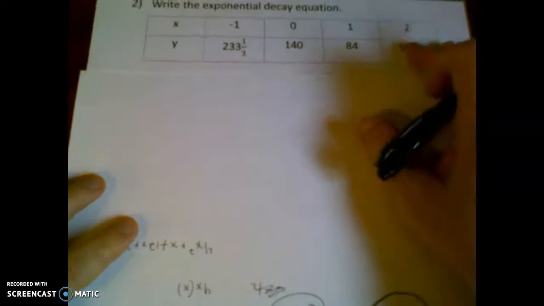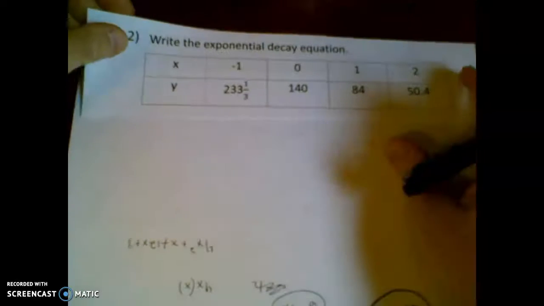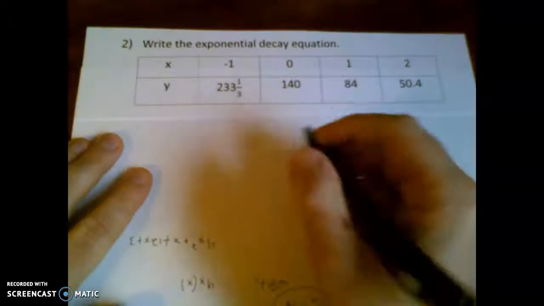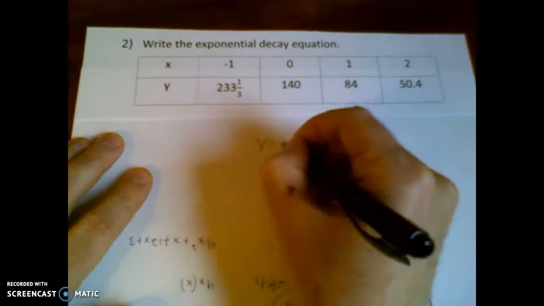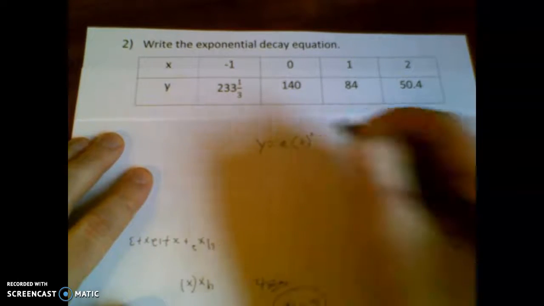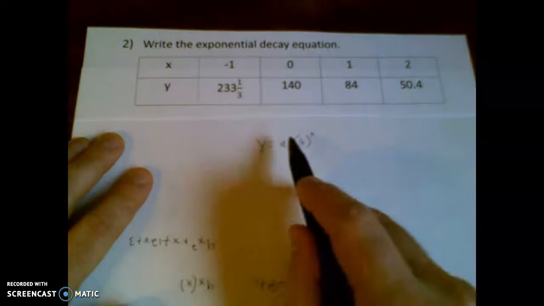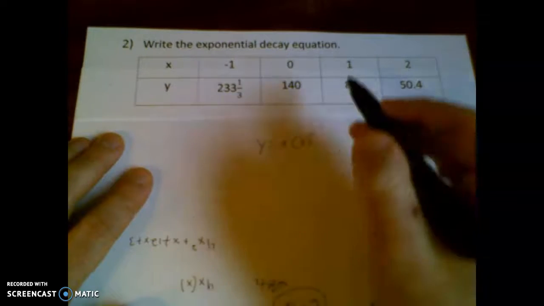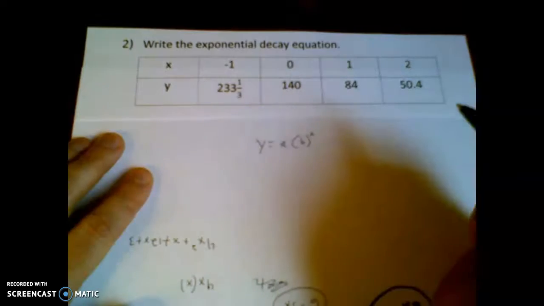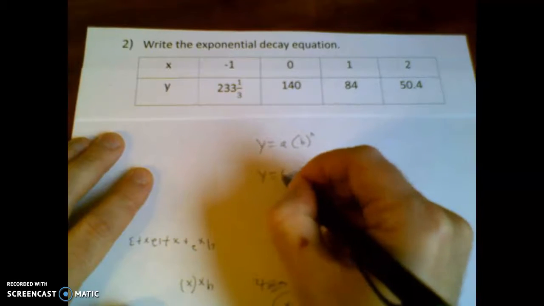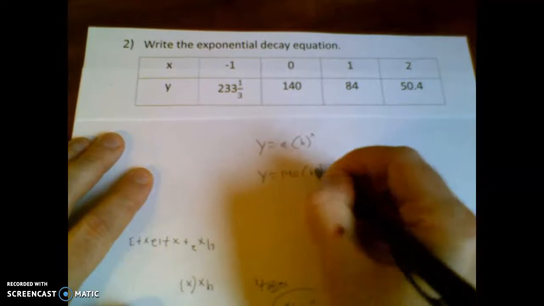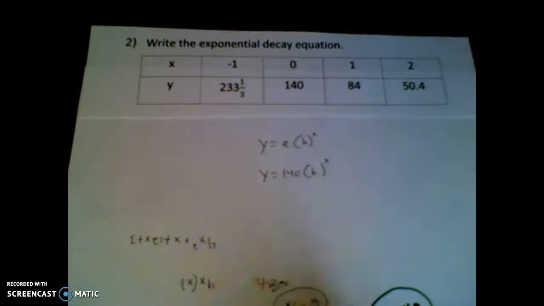Problem 2 asks you to write the exponential decay equation. So to do that, I know exponential equations are in the form of y equals a times b to the x power. And a is the y-intercept that was given to you, of course, when x is 0. So right now I have y equals 140 times b to the x power, and b is my multiplier.